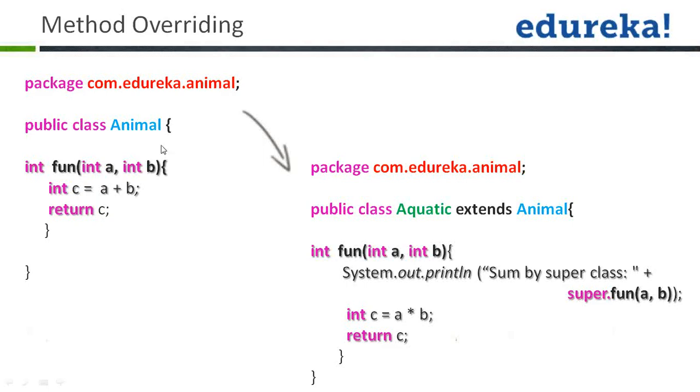So you have a package name animal class. In that you have got a function, int fun(int a, int b), returning the addition as c. Okay, you have got aquatic class. Aquatic class extends the animal class. It has the similar signature, that is integer function int a and b.